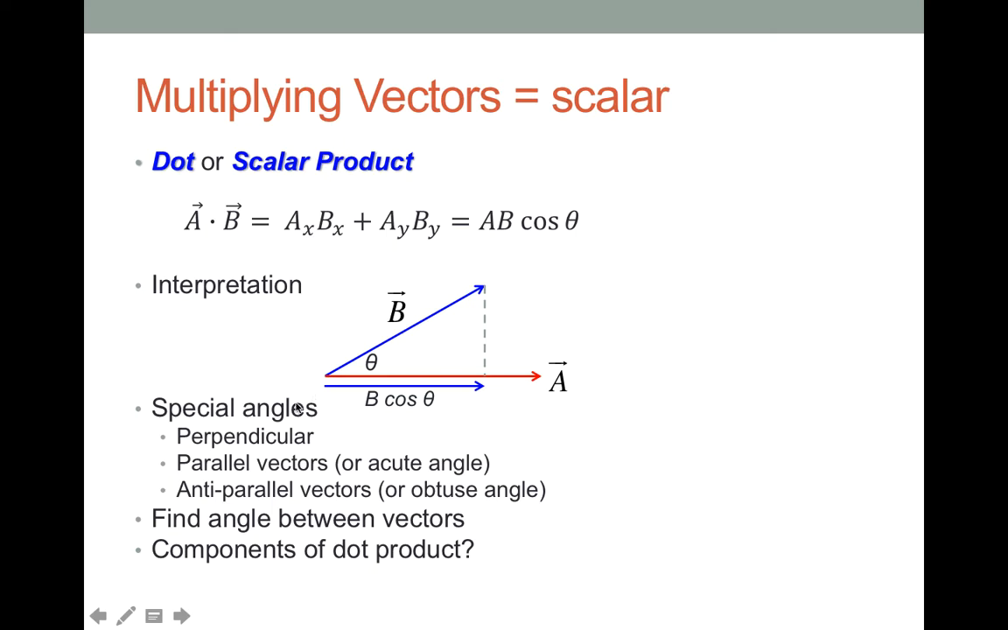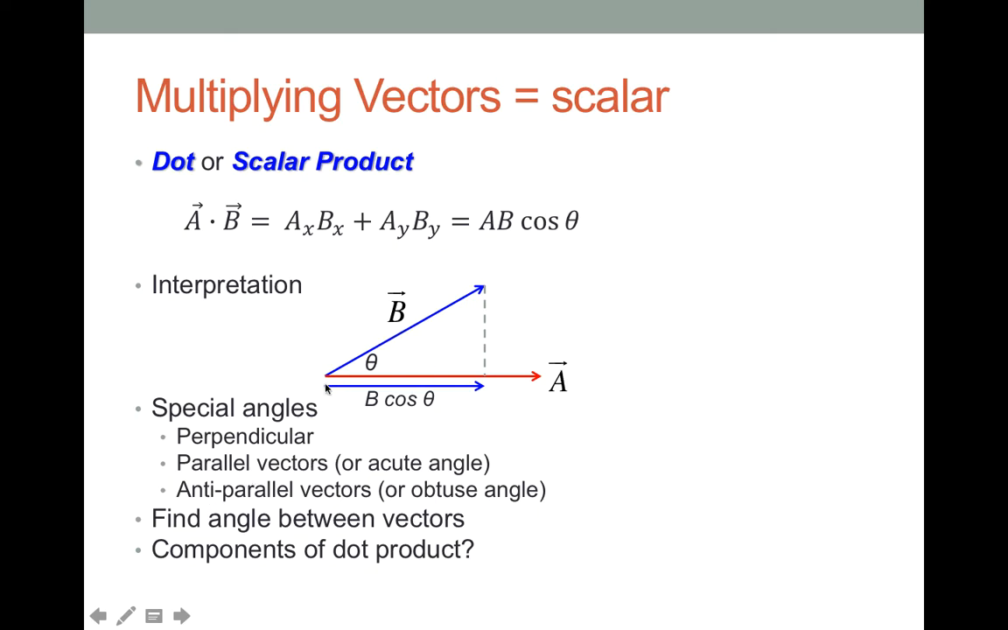Now, we can take some special cases, namely, what happens if this angle happens to be 90 degrees? I have two vectors that are perpendicular to each other. Note that the cosine of 90 degrees is 0. So the dot product of two perpendicular vectors is 0. If the two vectors are parallel, then the component of b that's in the same direction as A is all of b, then the dot product is as large as it can be. Then it's just the product of the two magnitudes.